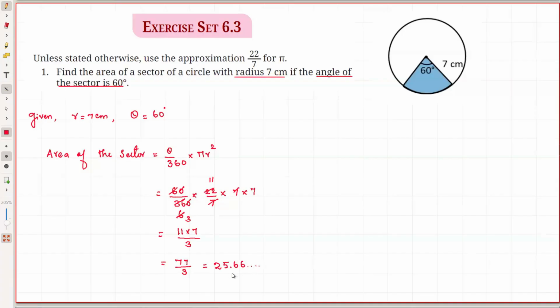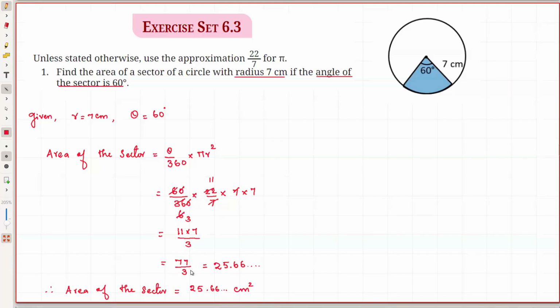Therefore, the area of the sector is equal to 25.666 centimeter square. The area unit is square unit, so you have to take it as square unit.